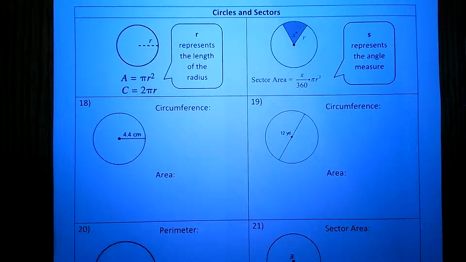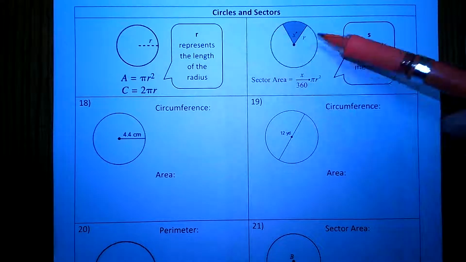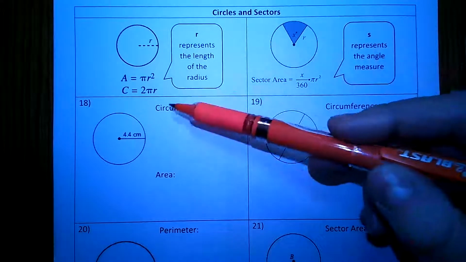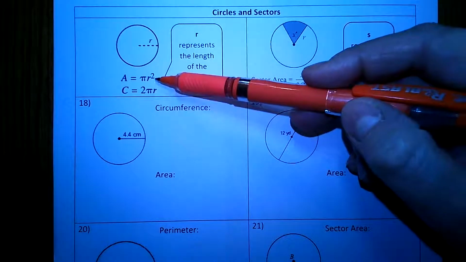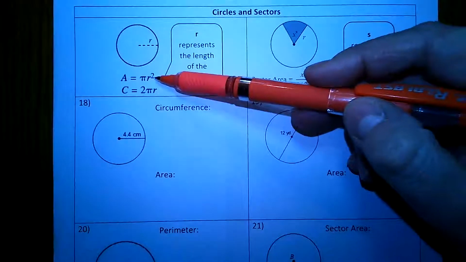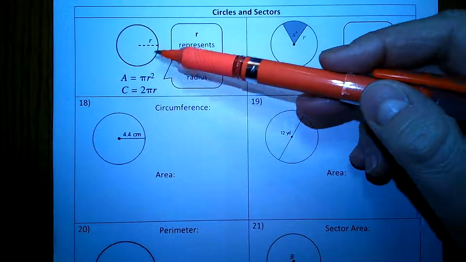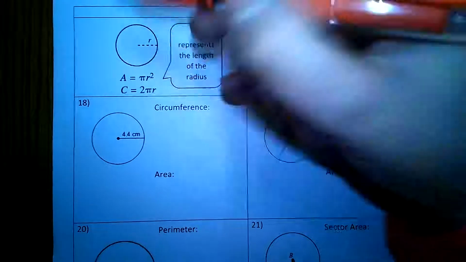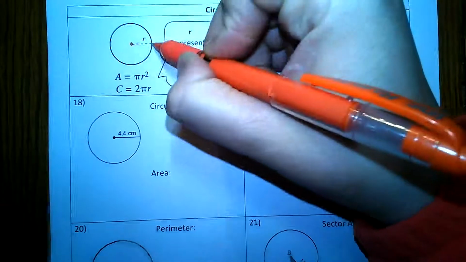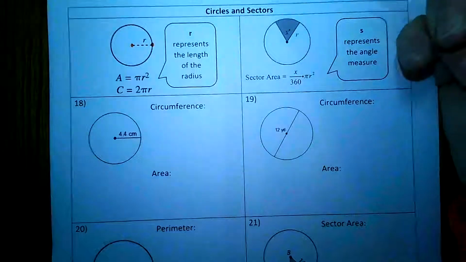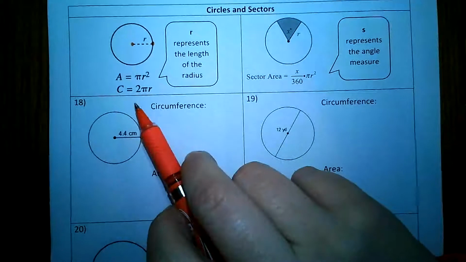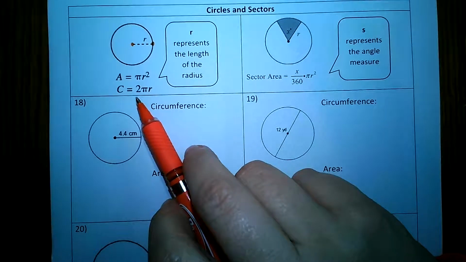Okay, on this last section of my video, we're going to talk about the area of circles and sectors. Off your formula sheet, we've got the area formula as pi times r squared, where r represents the radius, which is the distance from the center of the circle to the edge of the circle. I've also listed out the circumference formula, and we're going to practice that.